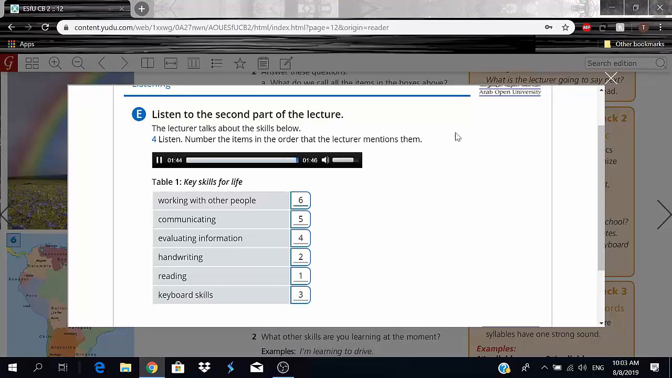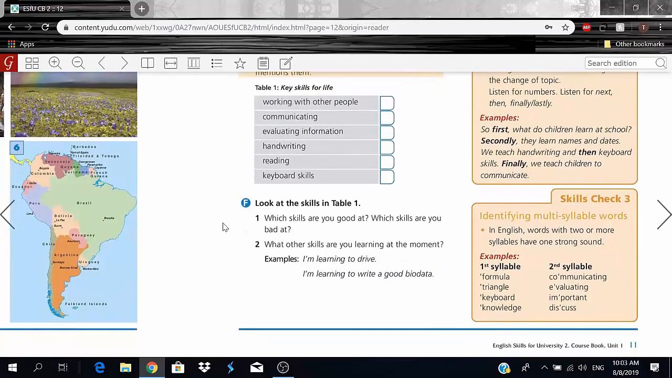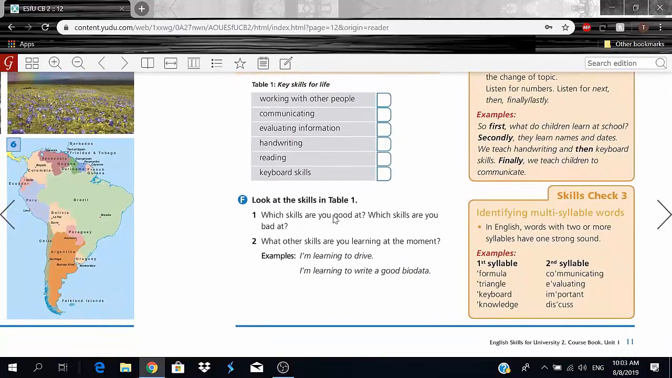Alright, pretty simple stuff, you guys. Now let's move on. Here we have, look at the skills in table 1, okay? So, which skills are you good at? Okay, so I'm going to discard this for a second. So, here, what I want you guys to do is actually pause the video and talk to yourself or a classmate. What skills are you good at? What do you think you're good at?